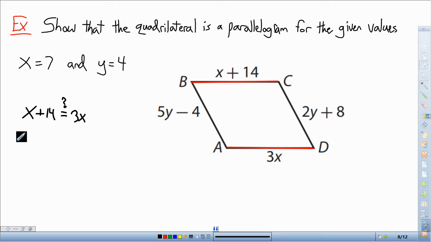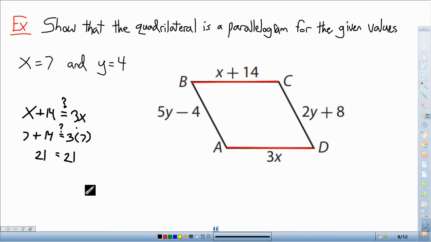Okay, so I'm going to plug in 7 for x, so I get 7 plus 14 on the left. Okay, on the right, I have 3 times x. Again, x, we're plugging in 7. All right, and I'm going to put a little question mark here because that's really what we're wondering. 7 plus 14 gives me 21. 3 times 7 gives me 21. So since the opposite sides are equal when x equals 7, yeah, right now, that is working so far.